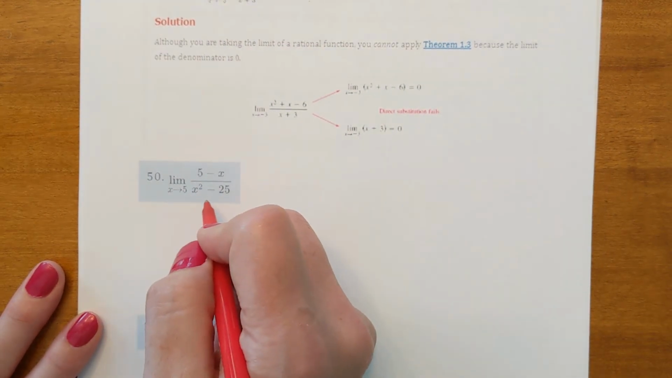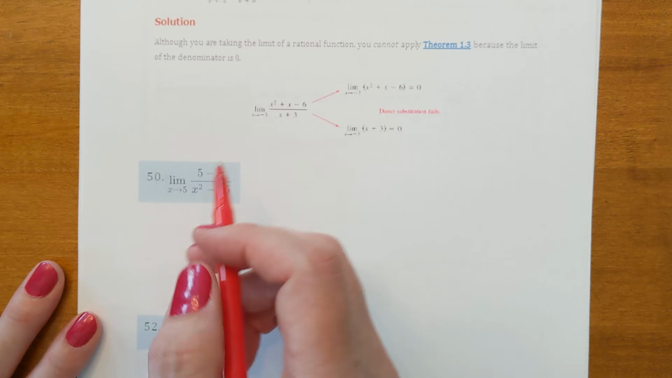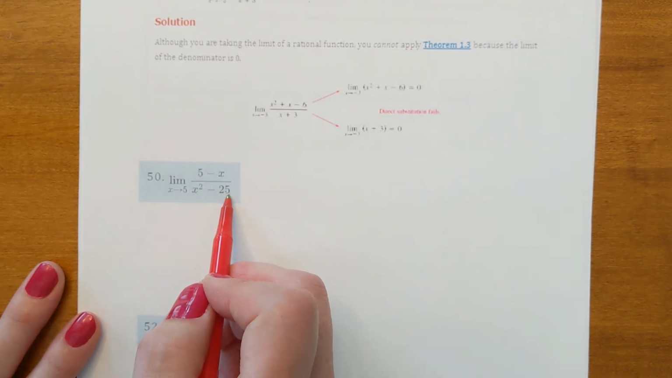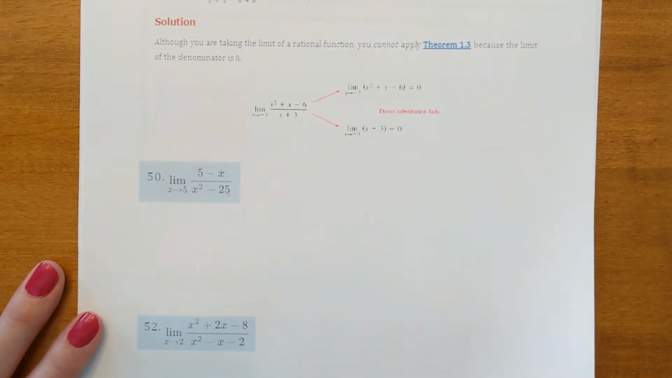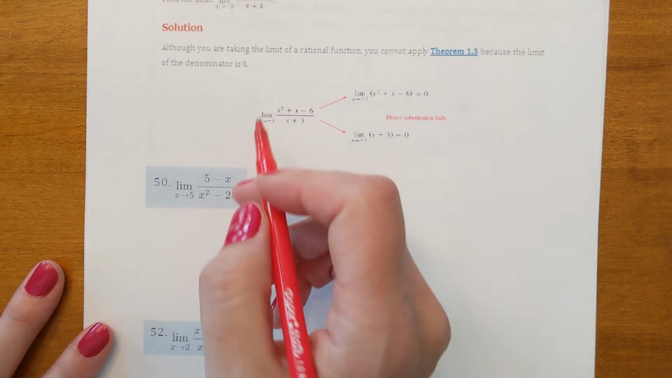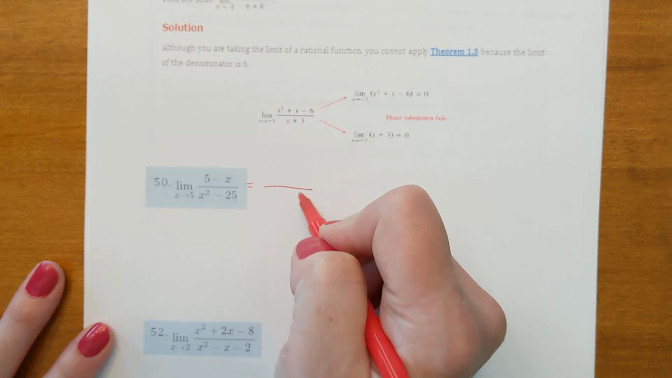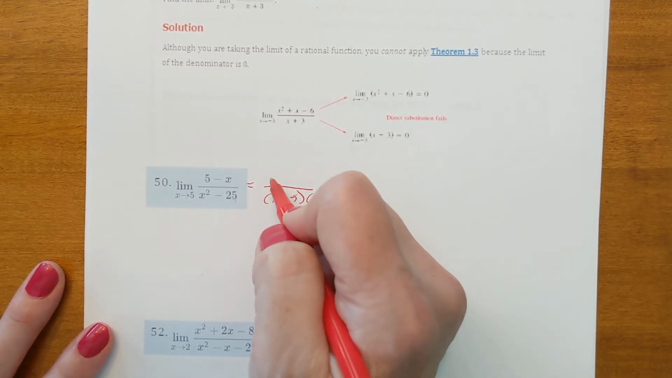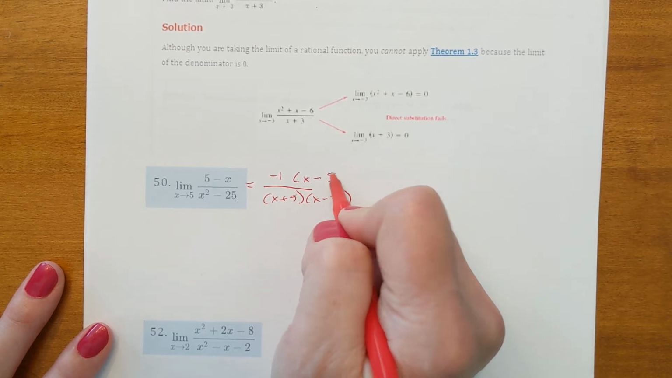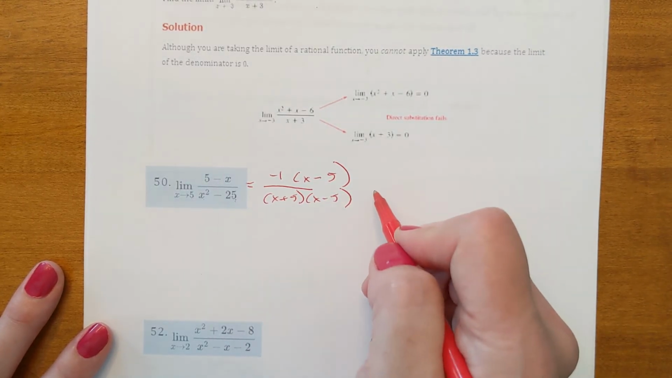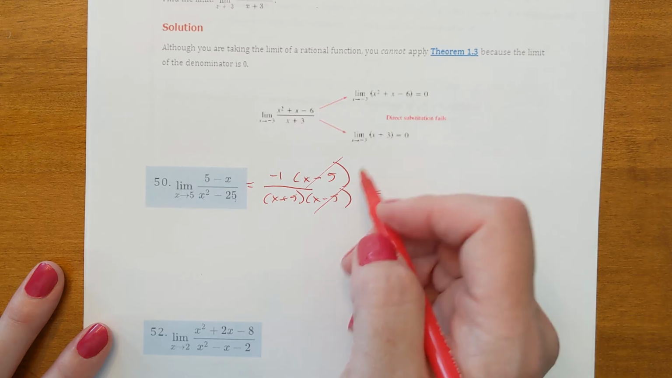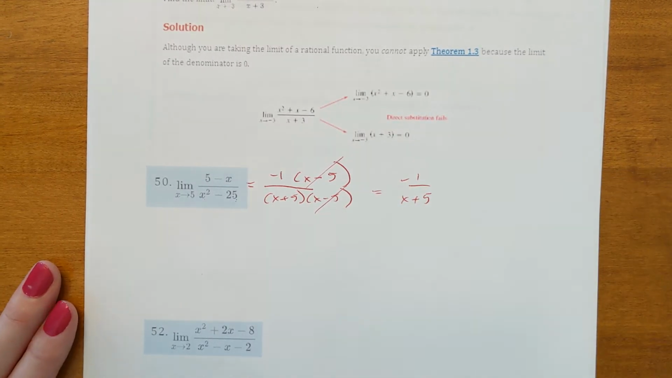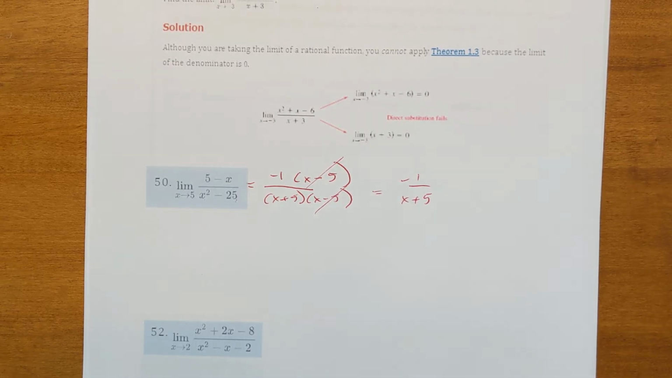Now, if we plug 5 into this, it's going to be undefined because you'd have 5 squared minus 25, or 25 minus 25, which is 0. So you can't do that. But we can factor the top and the bottom. The bottom factors into x plus 5 times x minus 5, and the top, if you take out a -1, factors into an x minus 5. So we can cancel out the x minus 5, which leaves -1 over x plus 5. That's called the dividing out technique.